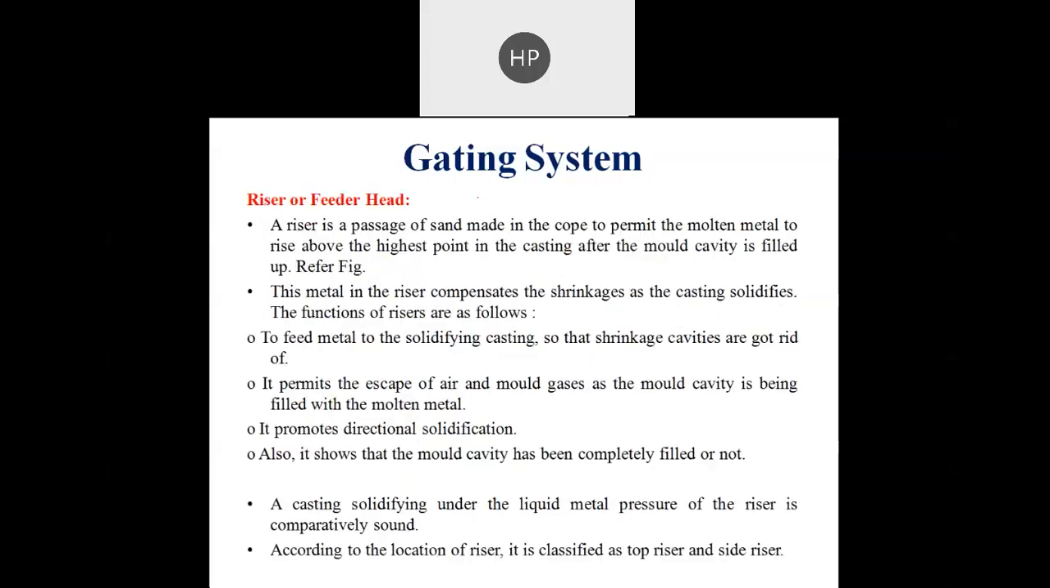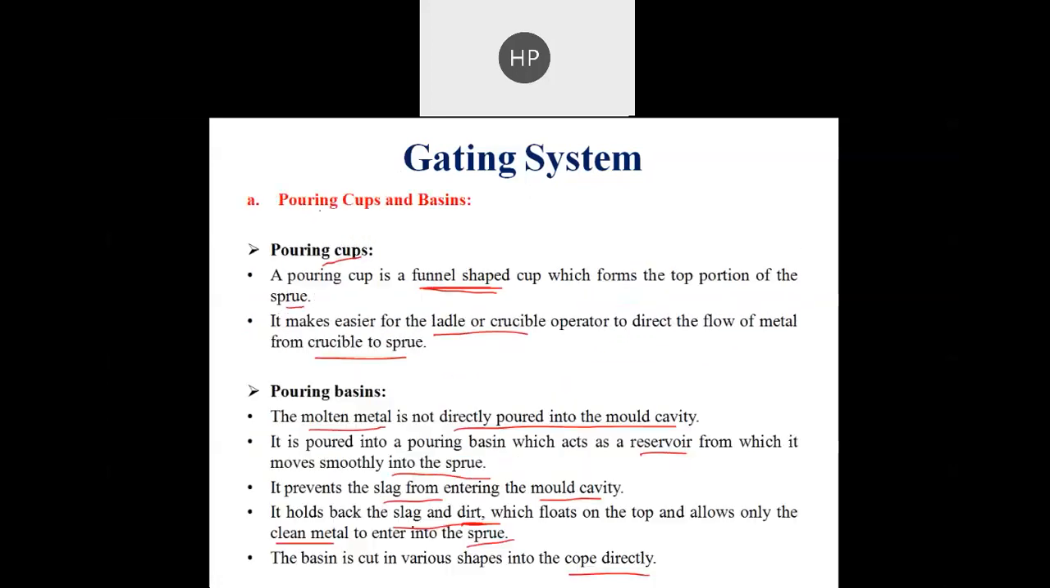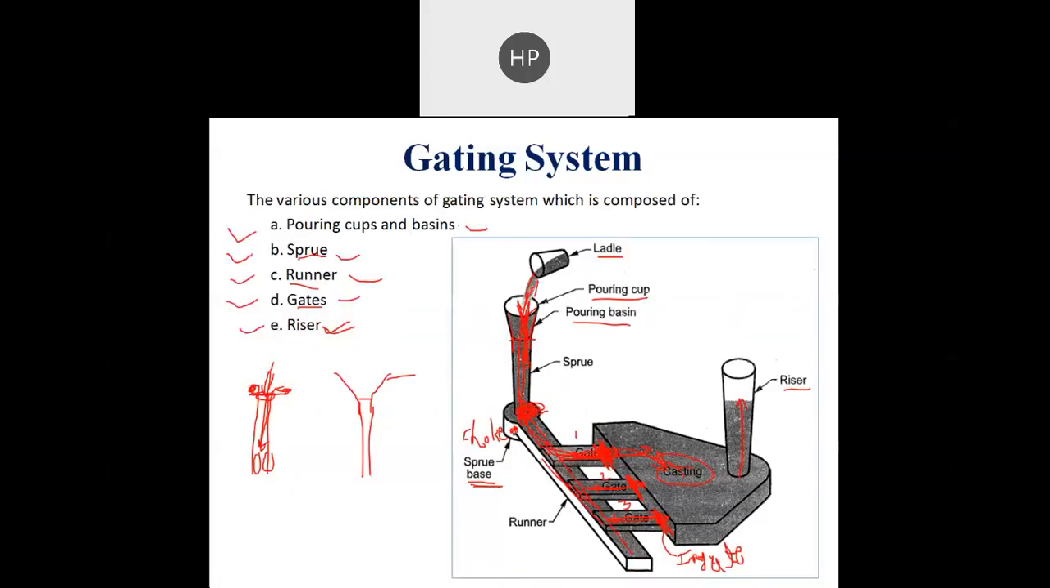Okay, and the final component of the gating system is a riser. Okay, as we talked earlier, there are a total of 5 components: pouring basin, sprue, runner, and gate.